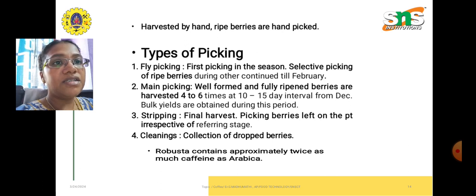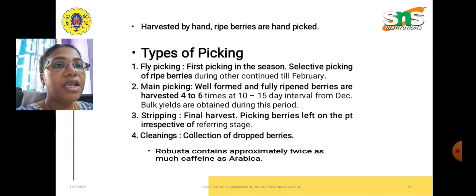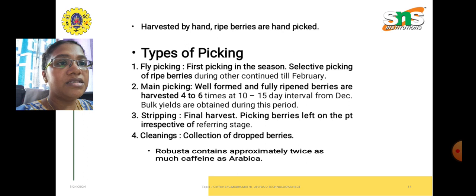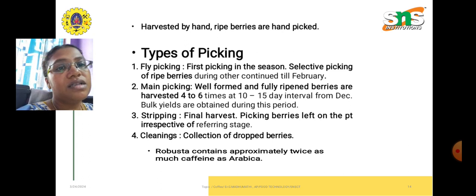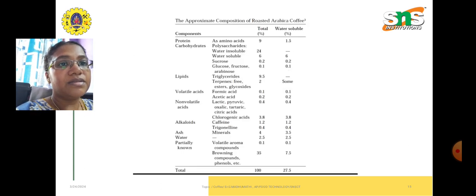Ripe berries are harvested by hand picking. The first picking is in the season. Selective picking of berries continues till the month of February. Main picking is done when the berries are well formed and fully ripe. Stripping is the final harvest, picking the berries left on the plant irrespective of the ripening stage. Then cleanings are done by collecting the dropped berries.